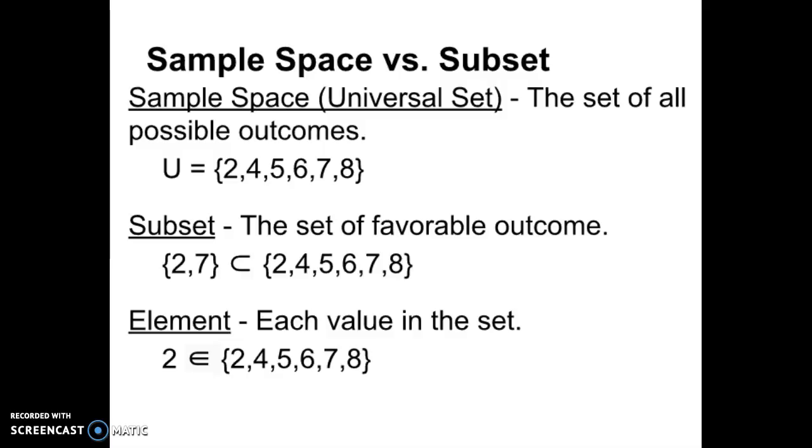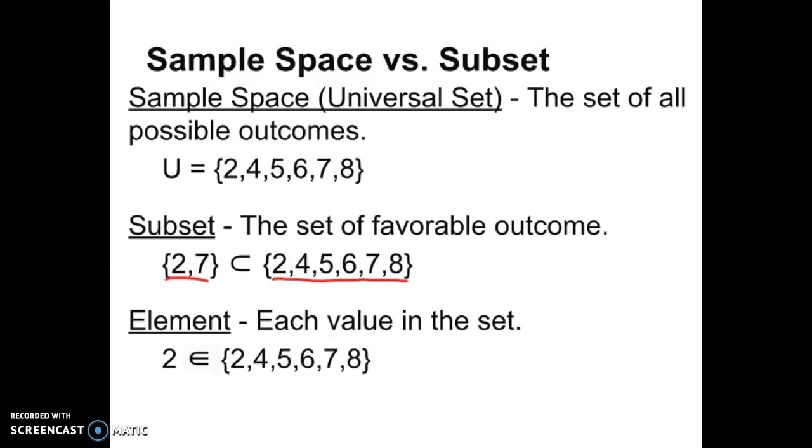Subset is the set of favorable outcomes, so the stuff you want to get. So if you look at this example right here, let's say these numbers are in a hat, and 2 and 7 are the subset. What they're saying is the numbers 2 and 7 are the ones you want to try to draw out of the hat. So I would want to try to get a 2 or a 7 out of the hat in order for it to be a favorable outcome. Okay, but they could be anything they want you to name it.